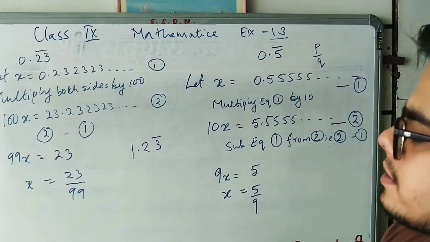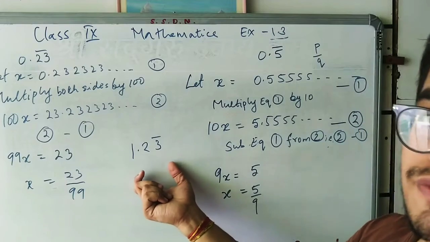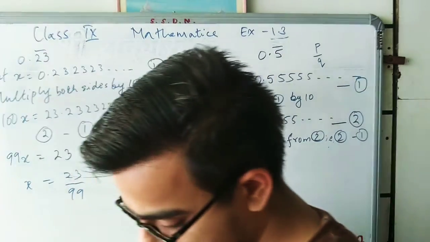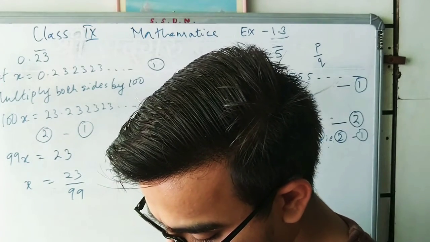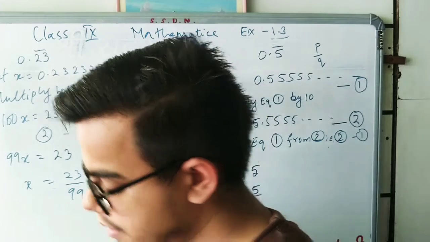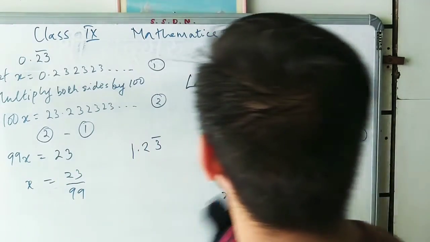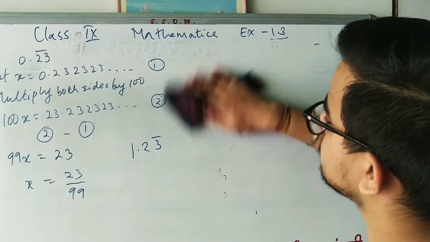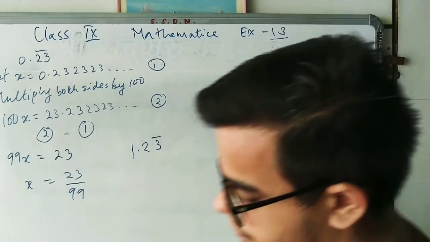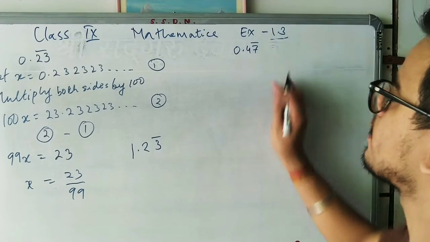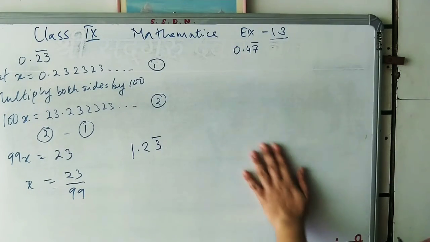Now let us try solving these types of questions by looking at question number 2 of our exercise, which is 0.47 bar. The question is 0.47 bar. Only the bar is on 7.